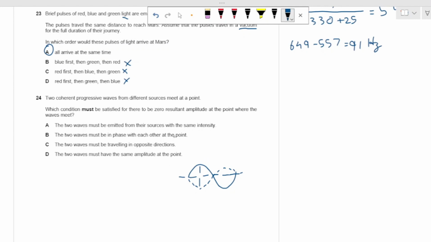The two waves must be emitted from sources of the same intensity. No, there is nothing about intensity to do here. The two waves must be in phase. I just said that it should not be in phase, it should be antiphase.